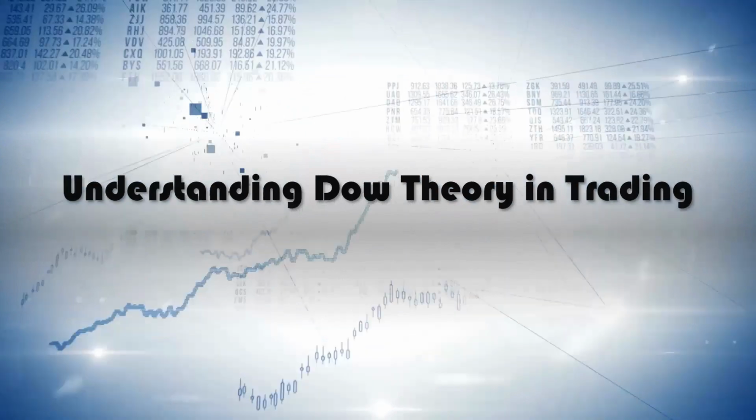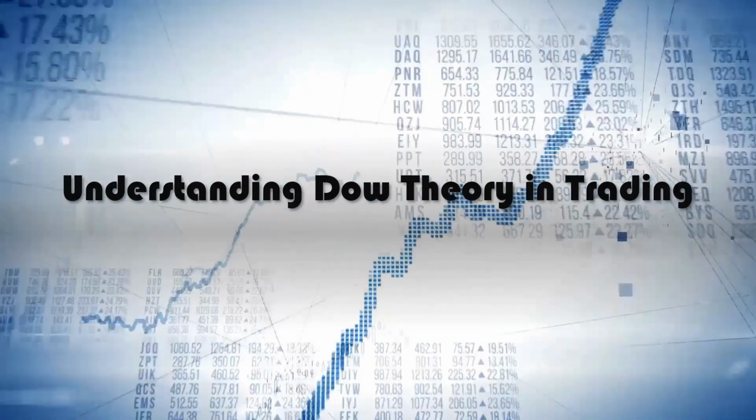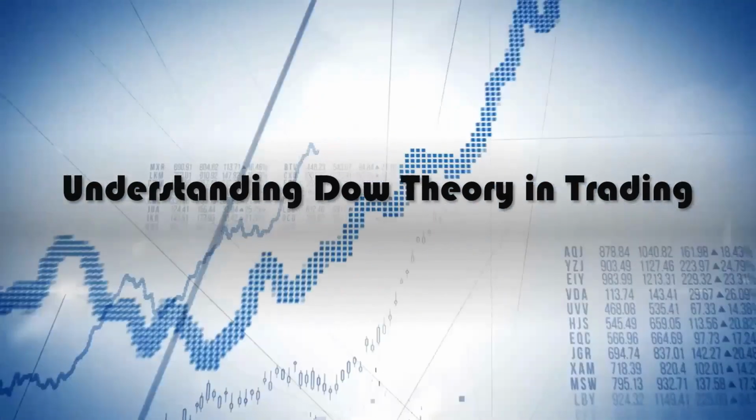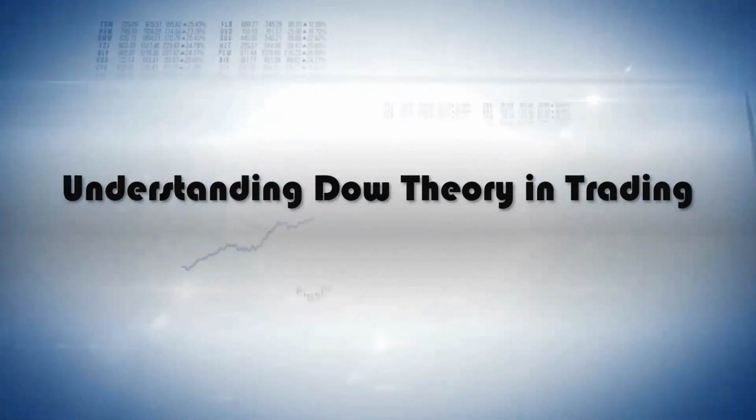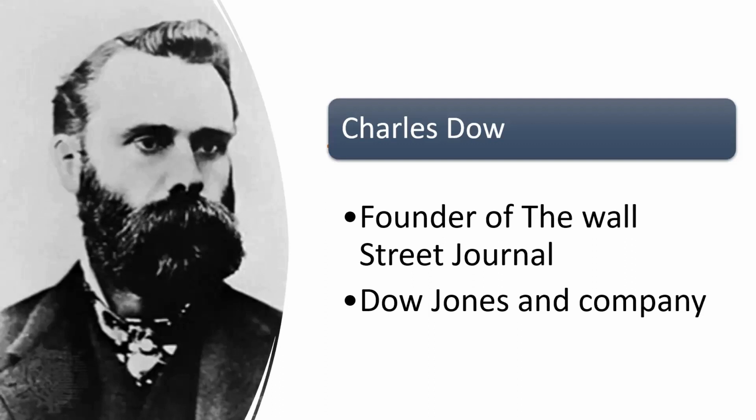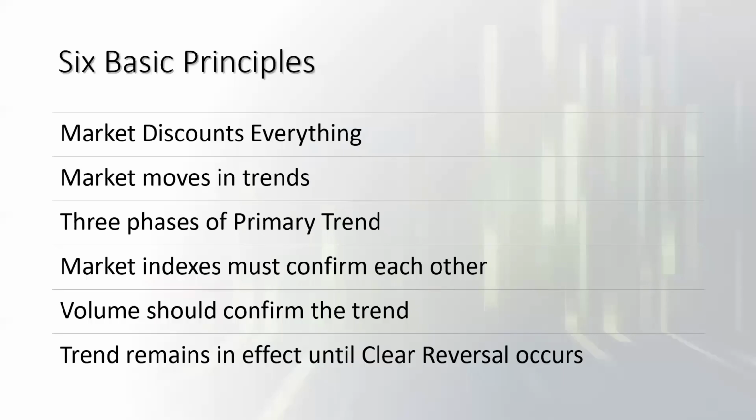In this video, we will understand the Dow theory in trading. This is the most common type of theory used in technical analysis in trading. This theory was given by Charles Dow, who was the founder of Wall Street Journal, as well as Dow Jones and Company. This theory is based on six basic principles. In this video, we will talk about all of them one by one.